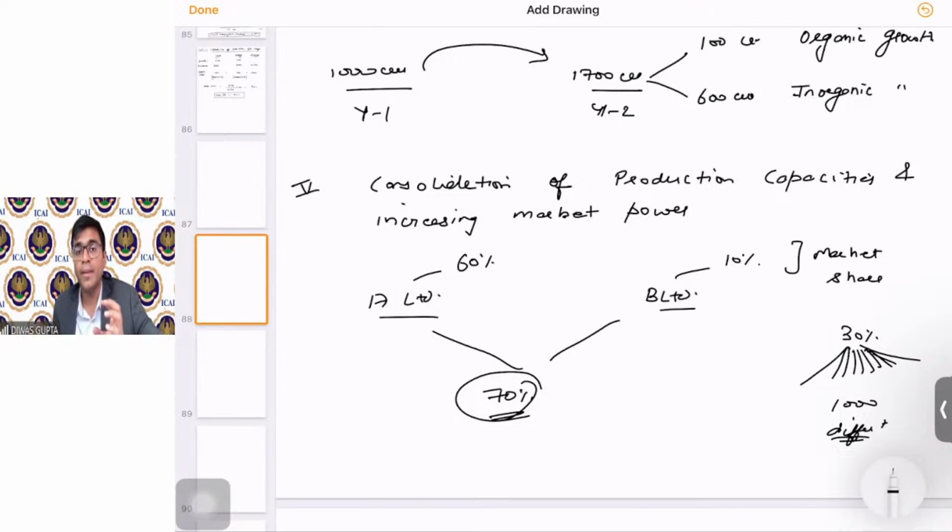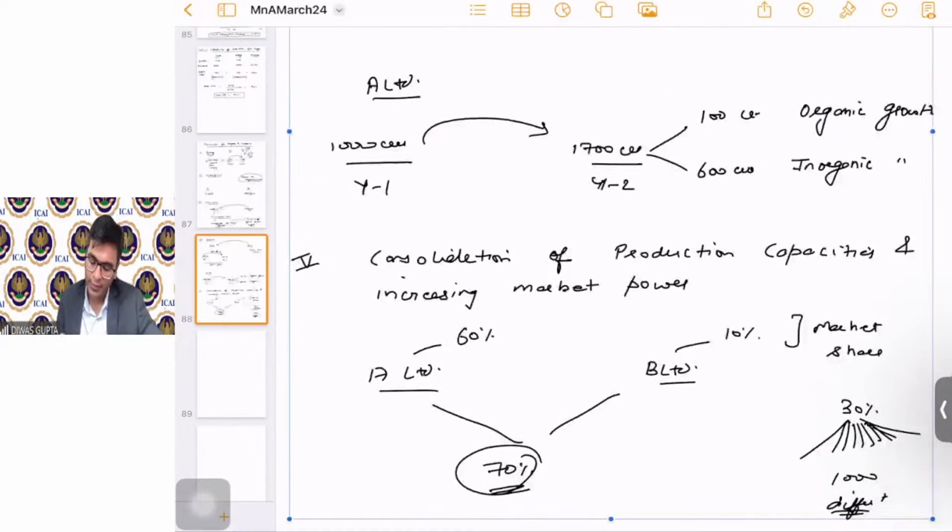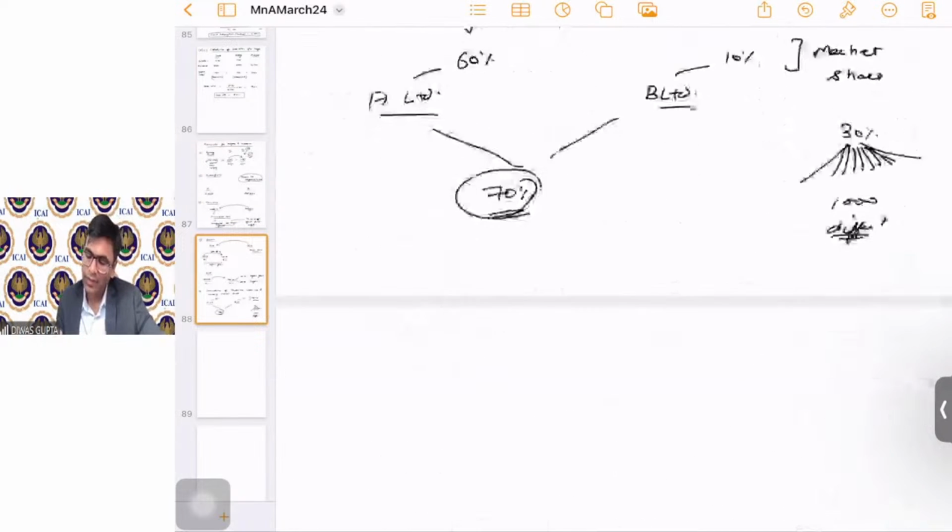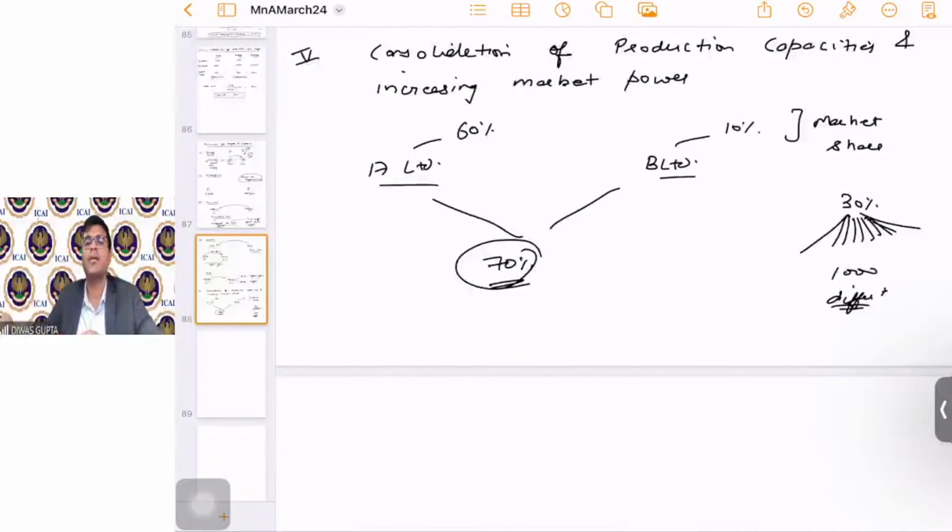So do you think the market consolidation is happening here by merging A Limited and B Limited? Yes, because now they will become the strongest competitor by having 70% of the market share compared to the 1,000 people who have only in totality 30% market share. Okay, students, clear? So these are the broad rationales for the mergers and acquisitions.